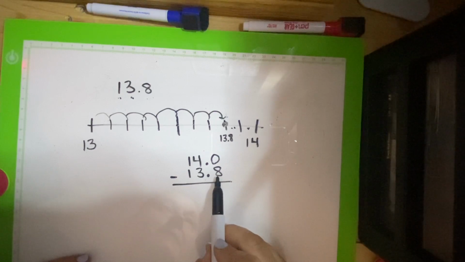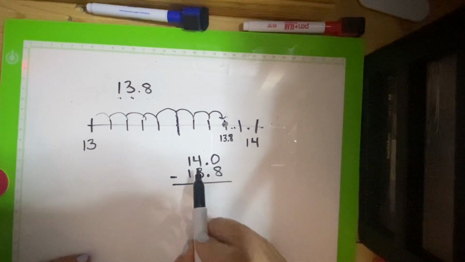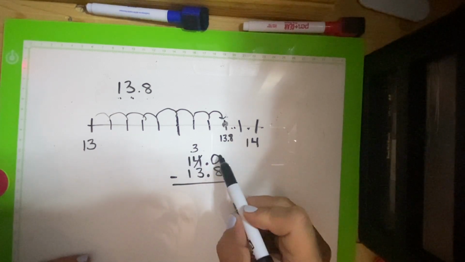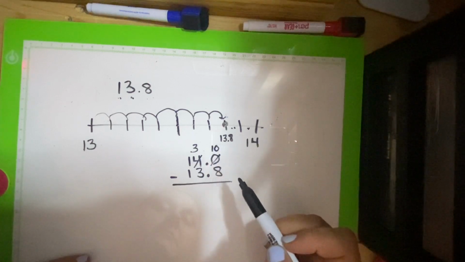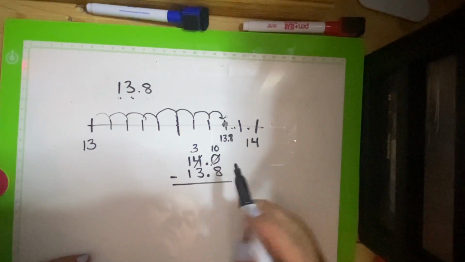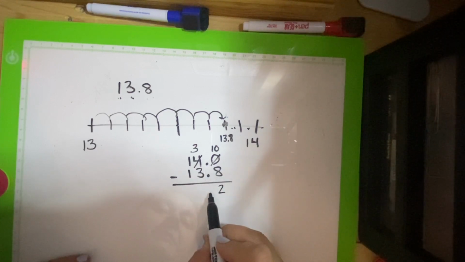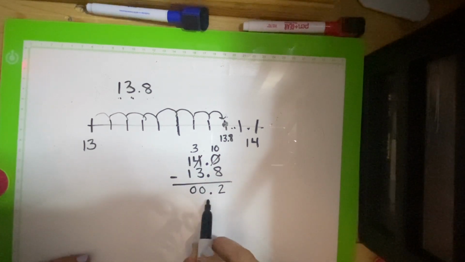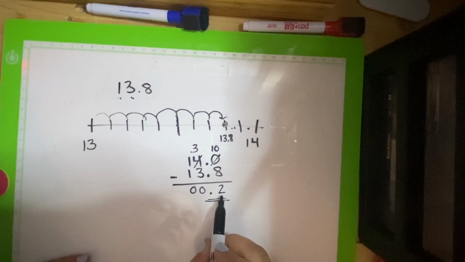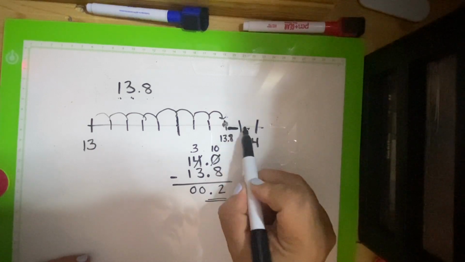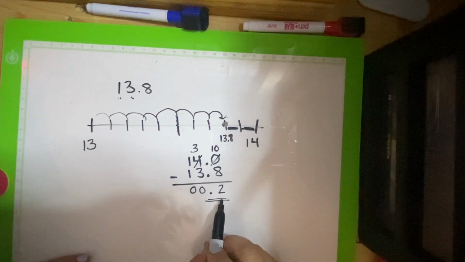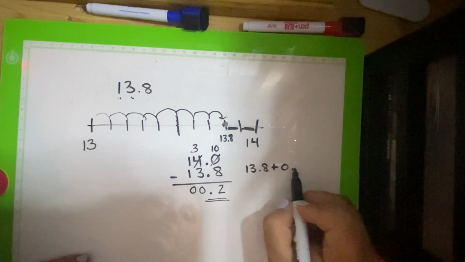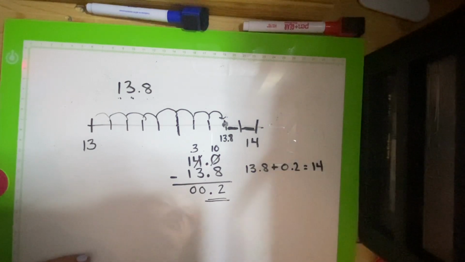I cannot take 8 from nothing. I have to borrow from the 4. The 4 becomes a 3. This 0 becomes 10. 10, take 8 away, 2. Bring down the decimal. 3 minus 3, 1 minus 1. So right here, our answer is 2/10. So it would be 2/10 more that I would need. 13.8 plus 0.2 would give me 14 wholes.